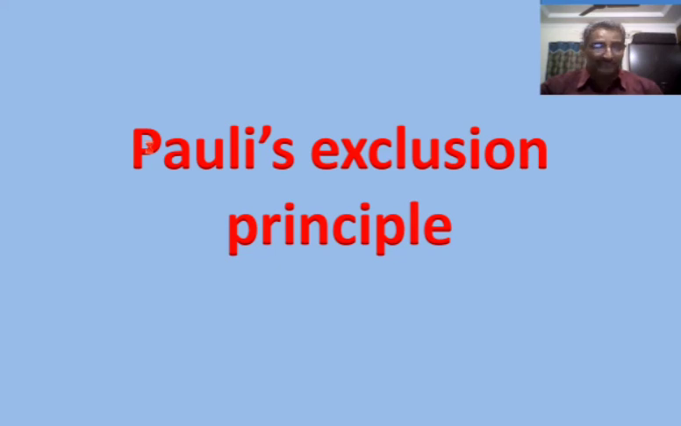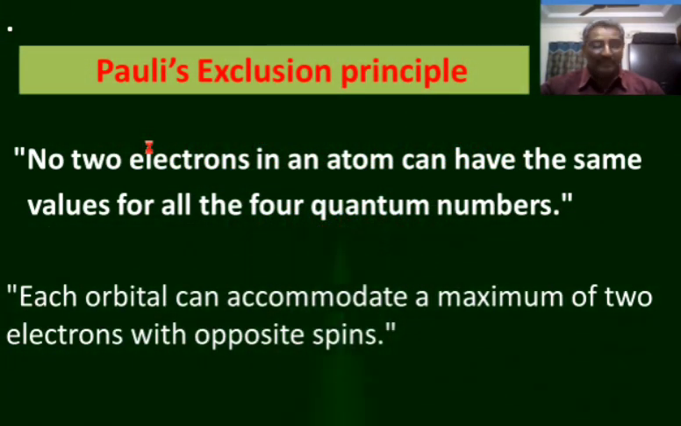Let us go to the next principle or next rule, that is Pauli's exclusion principle. In the year 1925, Wolfgang Pauli discovered this principle. This principle is very useful in constructing the electronic configurations of atoms. This principle states that no two electrons in an atom can have the same values of all the 4 quantum numbers.